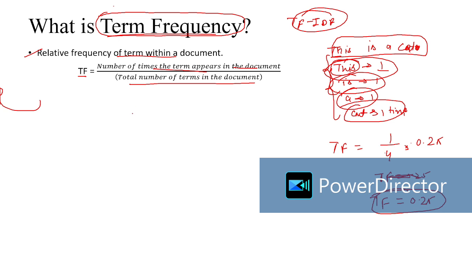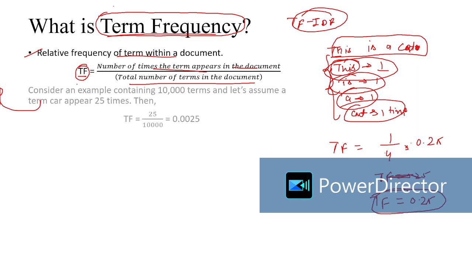It is a numerical statistic that reflects the importance of a word in a document relative to a collection of documents. This technique is widely used in information retrieval and text mining. So this is what we have learned, term frequency.